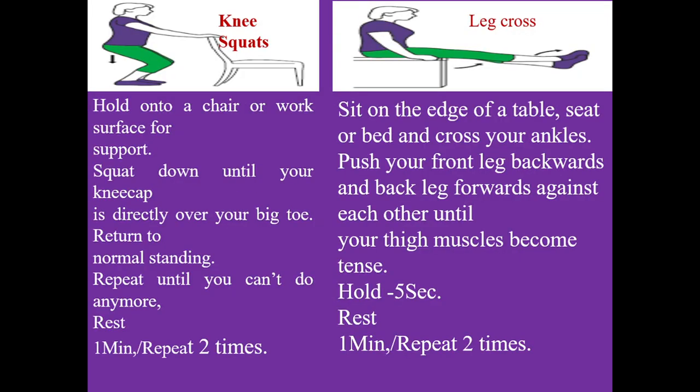Then these are all the exercises. The patient position is knee squat. Another exercise is leg cross, which will help to strengthen the quadriceps as well as other joint muscles. Mainly we have to perform the knee squat with 1 minute rest and repeat at least 2 times. The same with leg cross, in the same position, sitting on the stool or chair, we ask them to extend the knee, hold for 5 seconds, rest 1 minute, repeat 2 times.